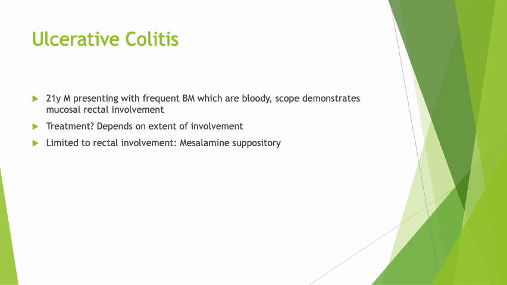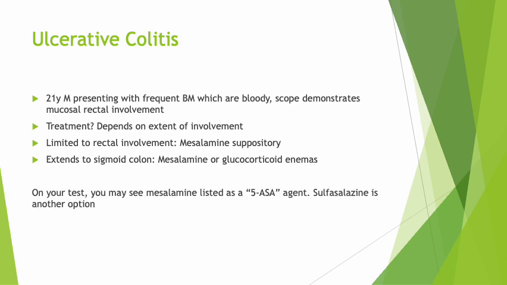If it's just rectal involvement, you can actually give them a suppository. And if it's extending further up higher to, say, the sigmoid colon, you can give them mesalamine or glucocorticoid enemas. And on your test, you might see mesalamine suppository. You can also see it listed as a 5-ASA agent, and then sulfasalazine is going to be another option that you might see on your test.